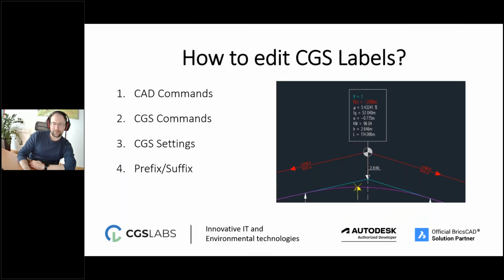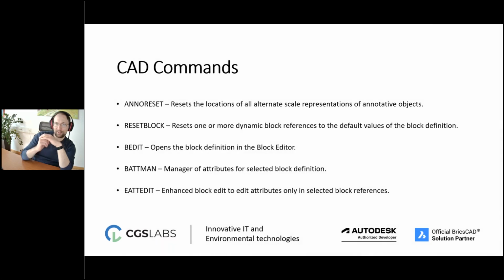Then let's go to the next topic, which is how to edit the CGS labels. Here I actually selected 4 types of options. So first of all is CAD commands, CGS commands, CGS settings, and the prefix and suffix option that we have. So let's go to the CAD commands.